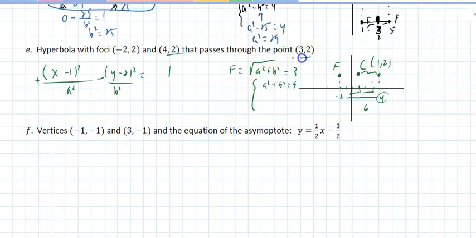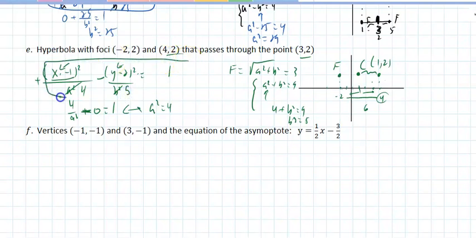And it passes through the point (3, 2). Put 3 right there and 2 right there. That should hold. 3 minus 1 is 2. 2 squared is 4 over a squared, minus, put 2 in there, that's 0, equals 1. If you cross multiply, that means a squared equals 4. And if you put a 4 right there, 4 plus b squared equals 9, so b squared is 5. And there's my answer.